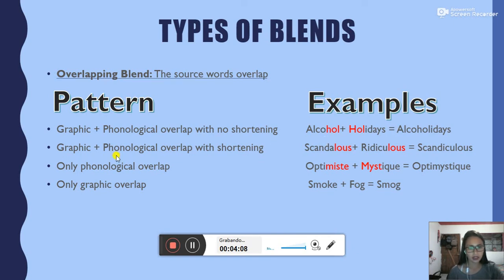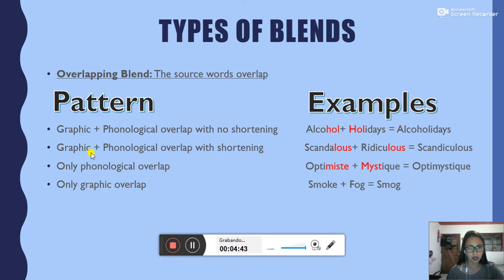The second pattern is when I use the graphic plus phonological overlap with shortening. For example, scandalous plus ridiculous results in scandiculous. It is a shortening word because I use only scandi, and the rest part I lost, the ridicule, this part.